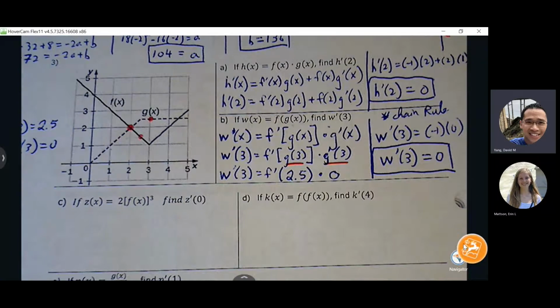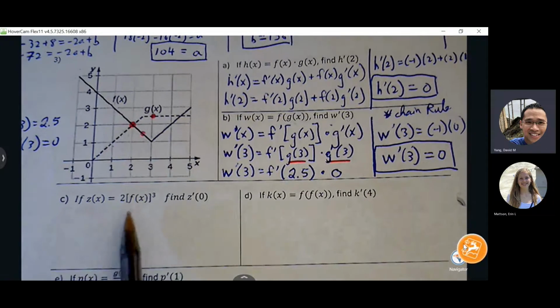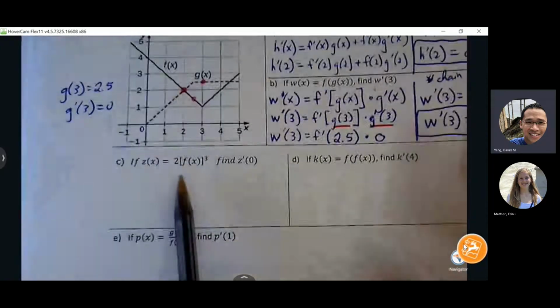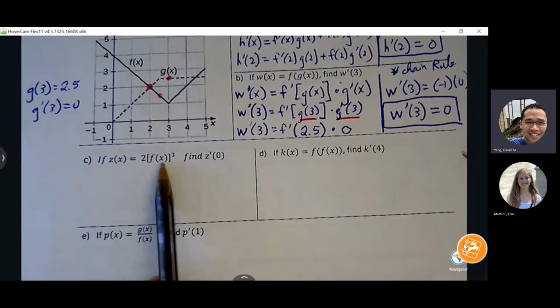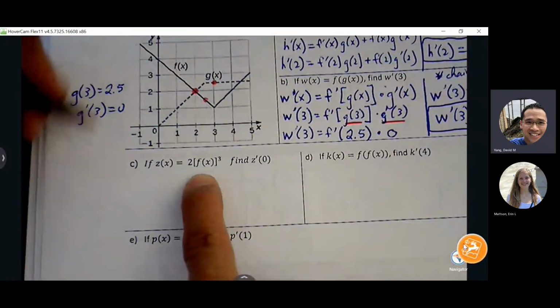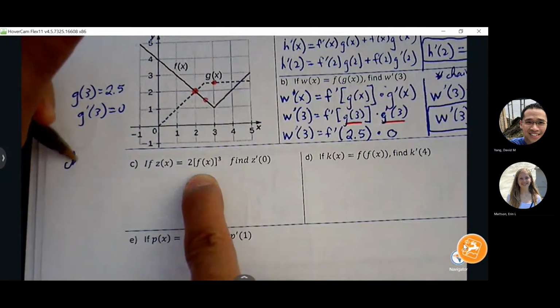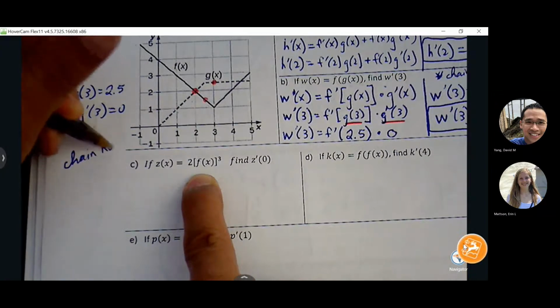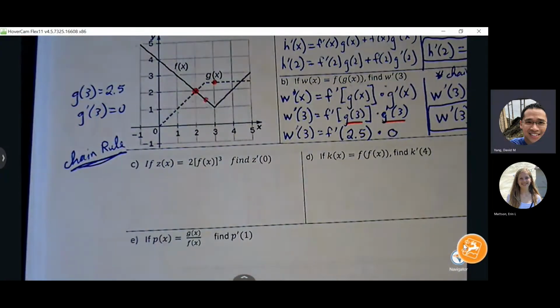Okay, part C, if z of x is equal to 2 times f of x cubed, find z prime of 0. We need to recognize this as chain rule because I have a function inside a set of parentheses, a bracket with things outside of it. So this is telling us we've got to use chain rule here. Anytime you have parentheses with things inside and an exponent outside, we have to do chain rule.